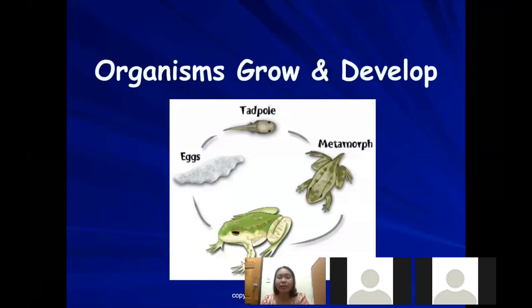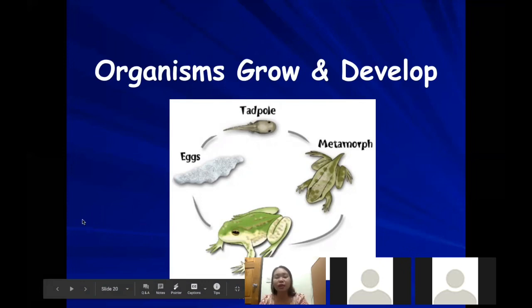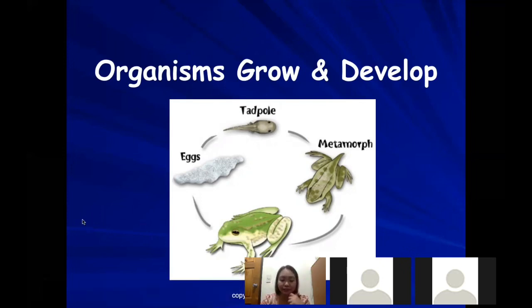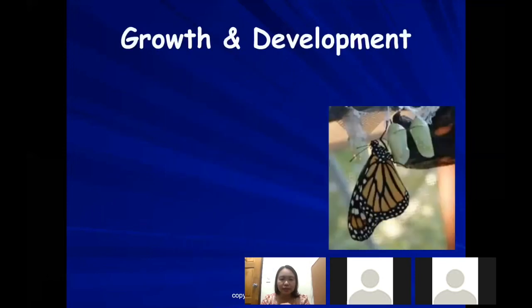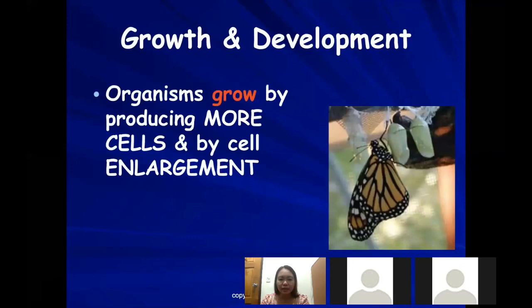So organisms also grow and develop, like the life cycle of the frog, no? From eggs, they become tadpoles, and they develop and form into a metamorph and into an adult. So insects also have a cycle like that. So they grow and develop.